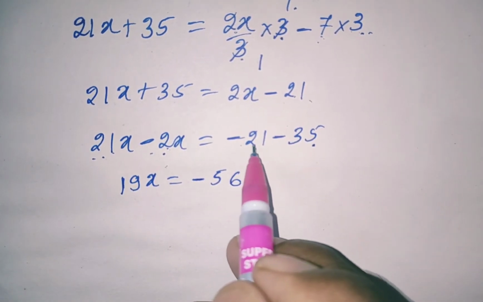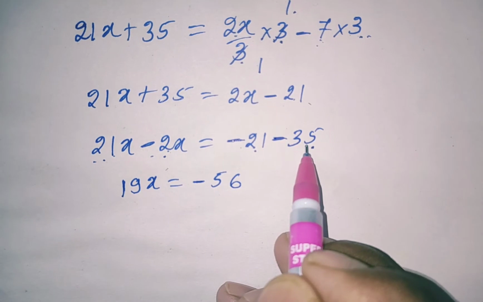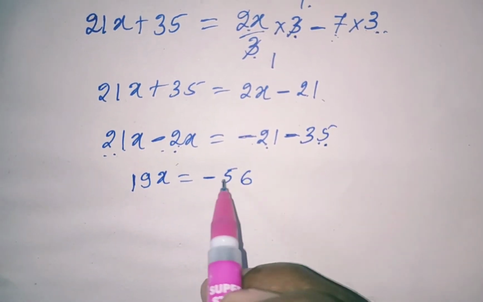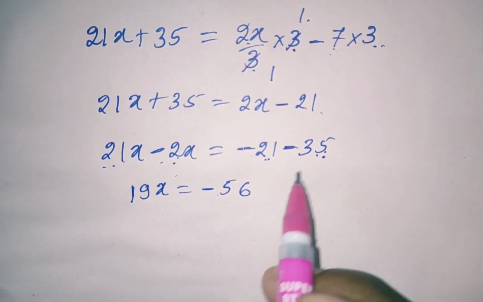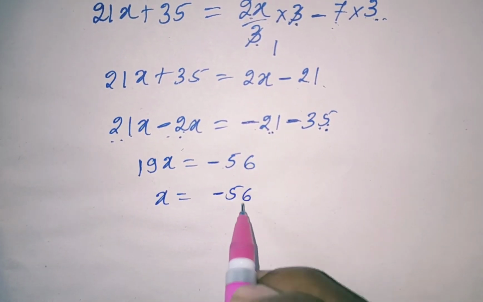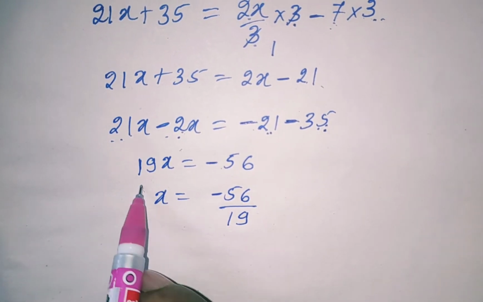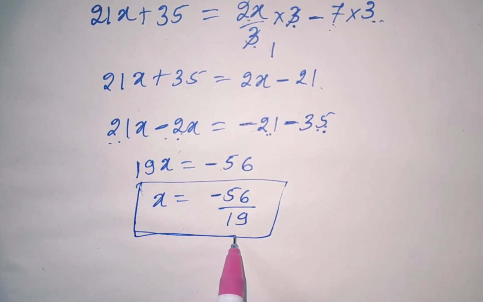So I hope you understood, because here this is addition. Minus is there here, minus is there. We need to add them and keep the same sign. Minus 21 minus 35, minus 56. Then x is equal to minus 56 divided by 19. So this is the answer. This is the value of x.